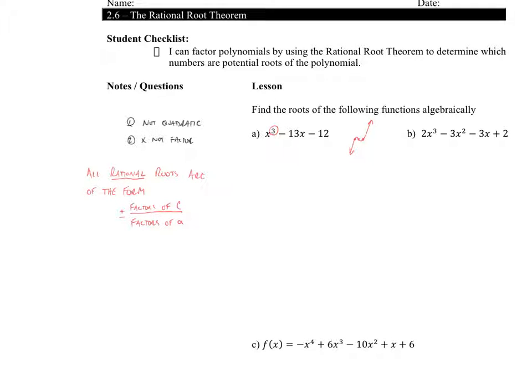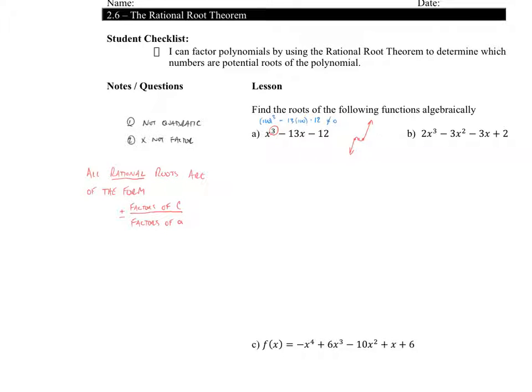So what I could do right now is just say, let's see if 100 works. I could put 100 in and do 100 to the third minus 13 times 100 minus 12. And if it equaled 0, then 100 is a root. But that does not equal 0, so 100 is not a root. The problem is there are an infinite number of numbers you could choose from. So what the rational root theorem says is, instead of testing every number in existence, let's just test these numbers.